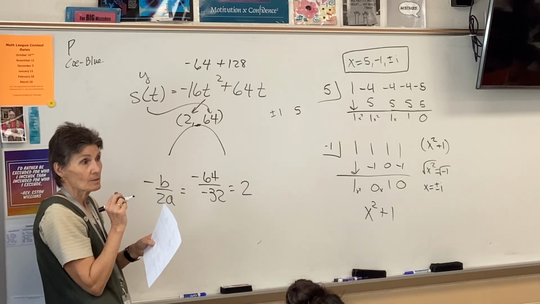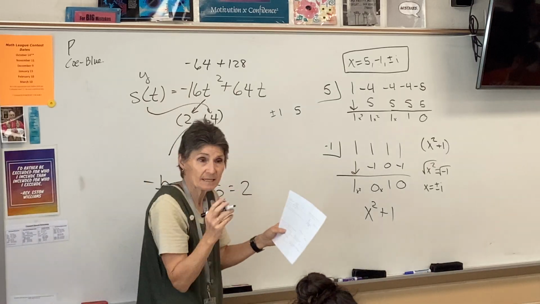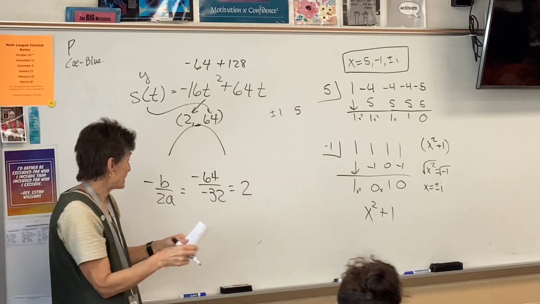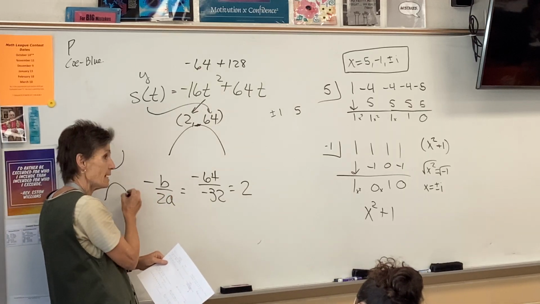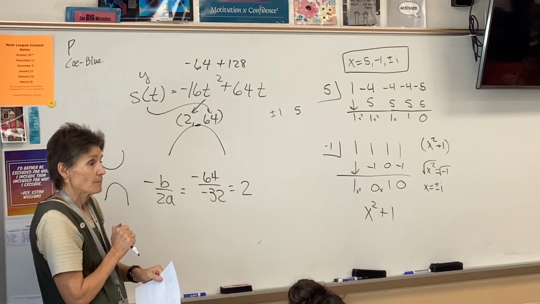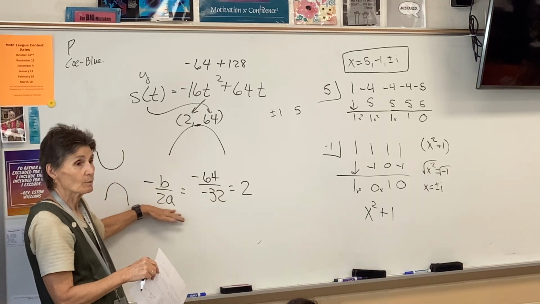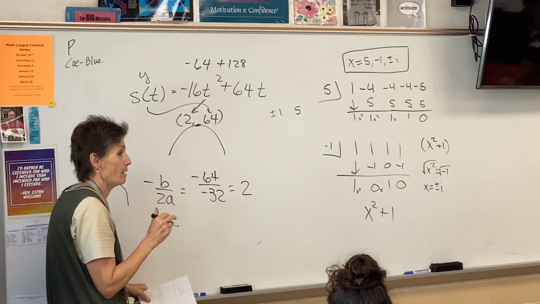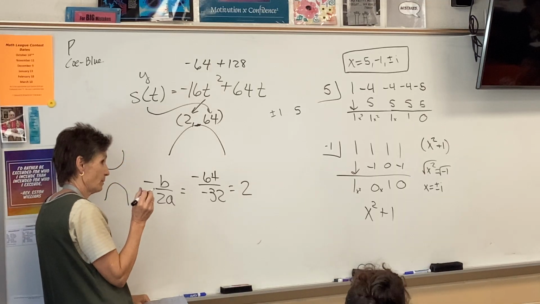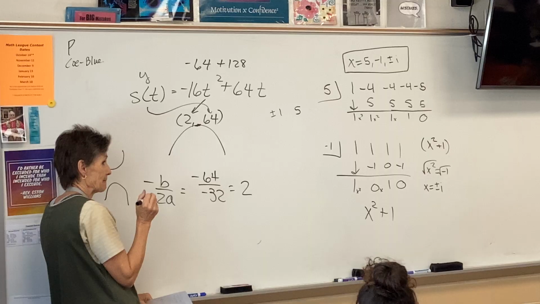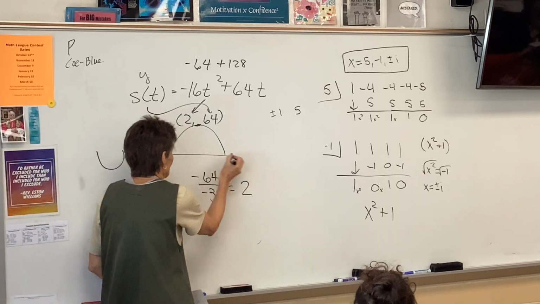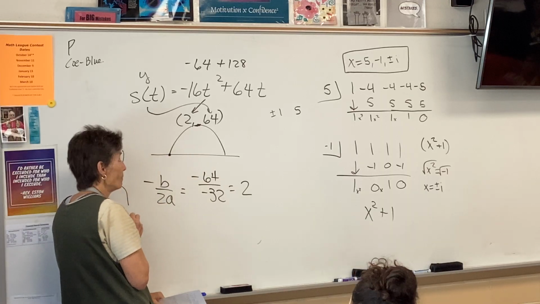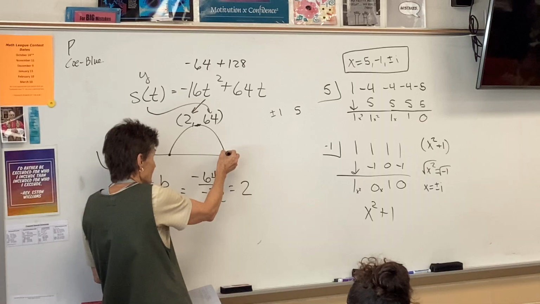Everybody okay? So we are not complicating these problems. If it's an x² equation, it is either going to have a minimum or a maximum, and you can find them both with negative b over 2a. All right, when does the ball hit the ground? Well, I want you to think about this for a second. The ball's on the ground right here. It went up, and then it came down and hit the ground again.